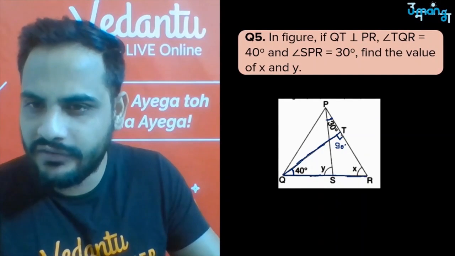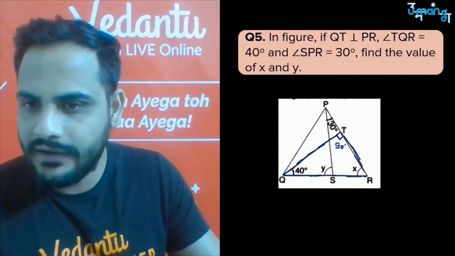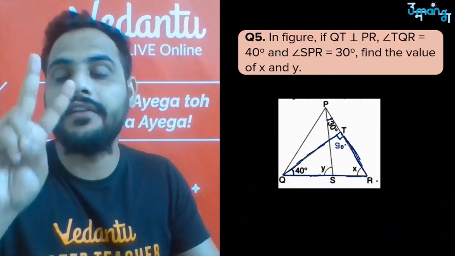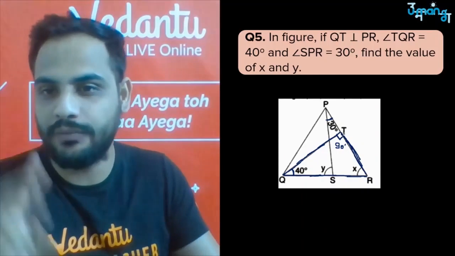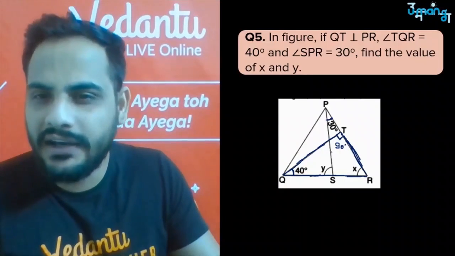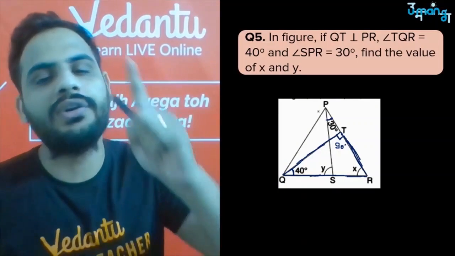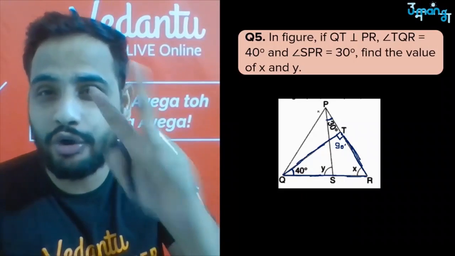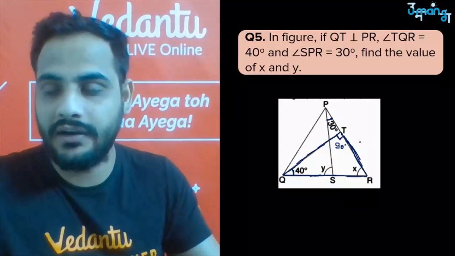Why am I looking at this triangle? Because this is the triangle in which I know two angles. One is 90, one is 40, so the third one can easily be found. In any other triangle, you know only one angle. But this is the only triangle in which I know two angles, so I will start with this triangle.